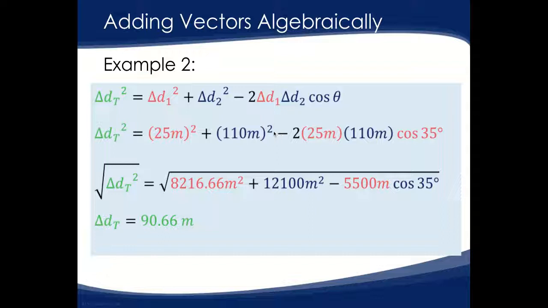This is much easier when it's all on one screen, and it will be easier when you see it on paper. But what we end up having here is the displacement of our resultant line, which is what we're trying to find. So you're going to have 25 meters squared.